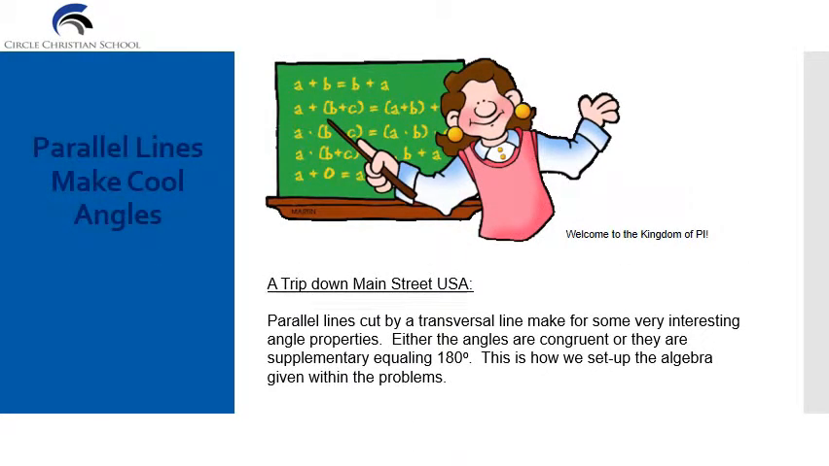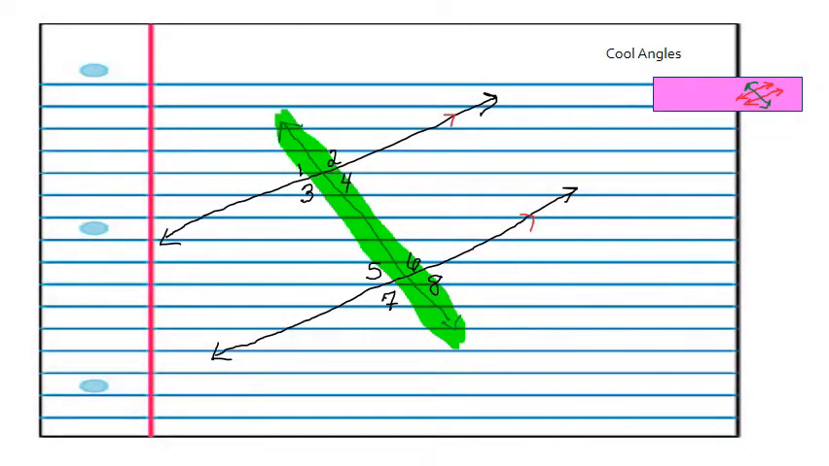Hooray, hooray! Let's take a trip down Main Street, USA, because parallel lines make cool angles. Either the angles are congruent or they end up being supplementary, equaling 180 degrees. After all, 180 degrees and being congruent is probably the coolest things you could ever be in geometry. Let's take a look at some of the properties for the congruent angles for parallel lines.